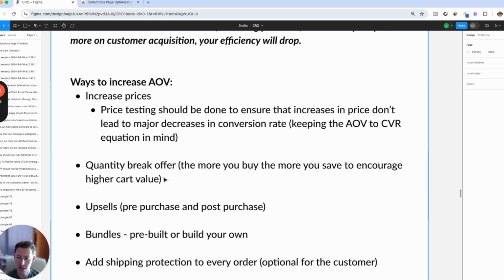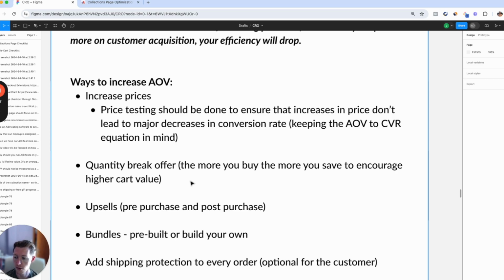So the second option and thing you could do is a quantity break offer. Now, the offers I'm going to mention here, in the offers module in the classroom, I go much deeper into this. So I'm not going to do that here, but I'd encourage you to watch those, or if you have already watched them, like refresh and see what they are, because we've seen this work really well for increasing AOV. It's such a simple thing, right?